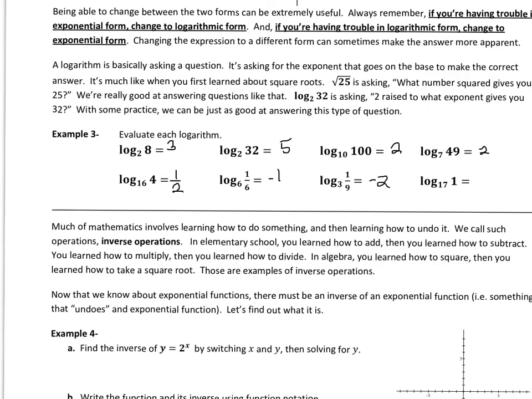Okay, 17 to what power is 1? 0. Good. How did you guys get 0? Because what's anything to the 0 power? 1, there you go, that's how. So whenever this number right here is 1, what's our answer? 0. Good.